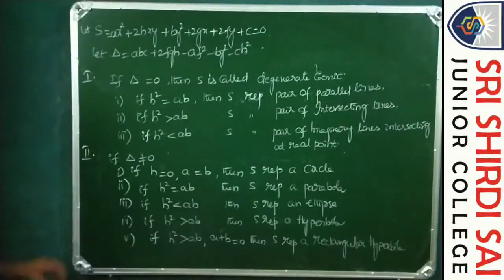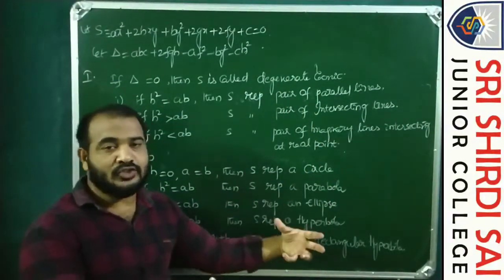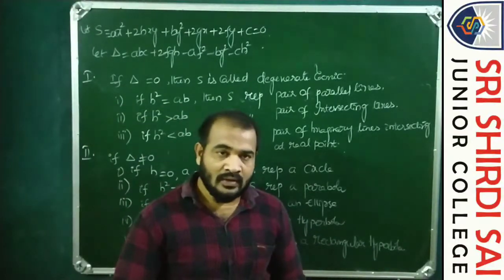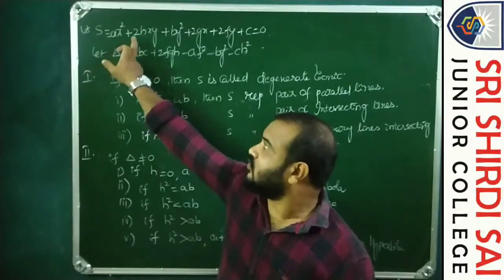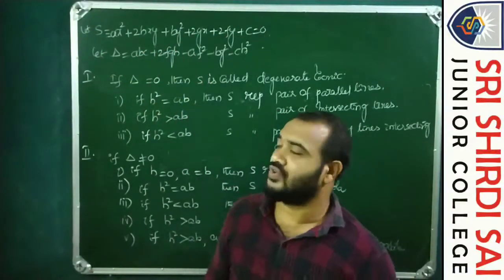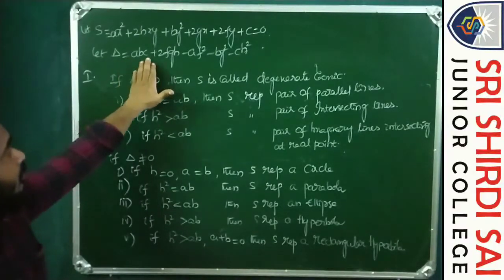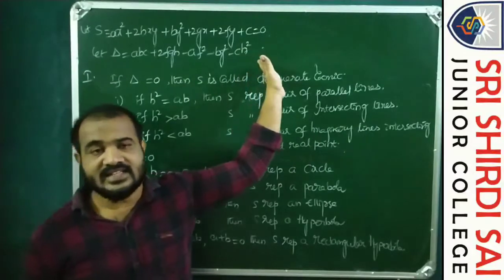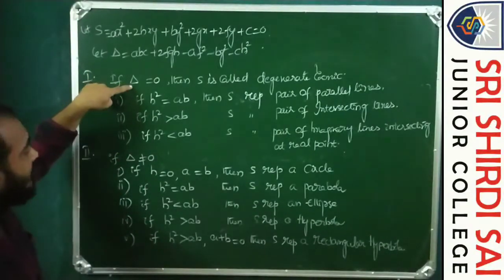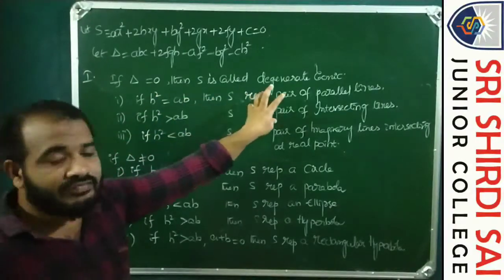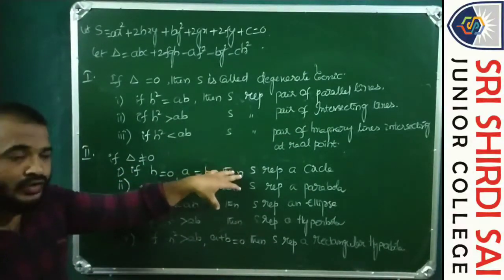Just now we have discussed that SP by PM is equal to E. After the expansion and simplifying, we arrive at a general second degree non-homogeneous equation, ax square plus 2hxy plus by square plus 2gx plus 2fy plus c equals to 0. Last year, we learnt about this delta. Delta is equal to abc plus 2fgh minus af square minus bg square minus ch square. We can classify this into two categories: delta equals to 0 and delta not equal to 0. Delta equals to 0, in pair of straight lines we have learnt this. And if delta not equal to 0, we are going to learn about these things.